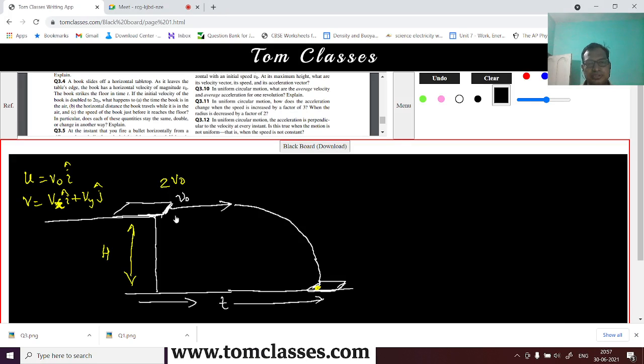Okay, so this book is moving like this, right? Okay, so where we are, this is the height and this is the time. Okay, and here the y component is missing.